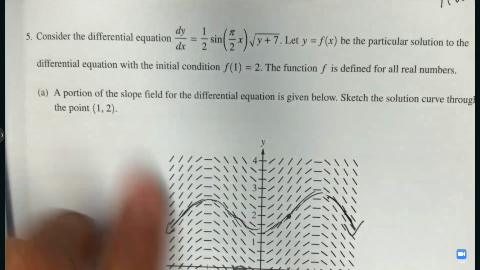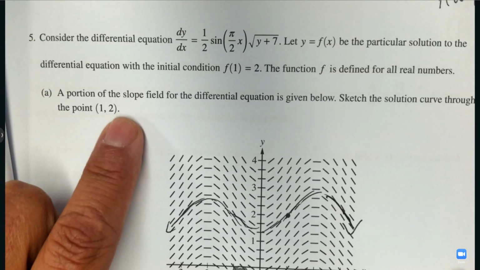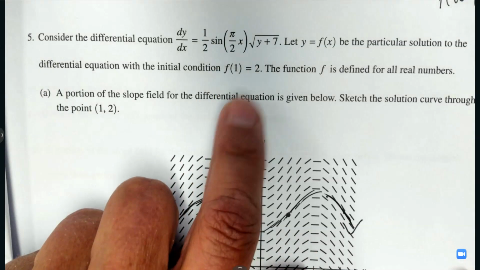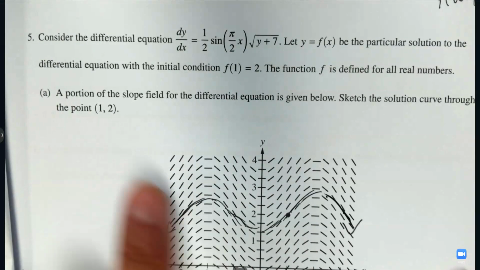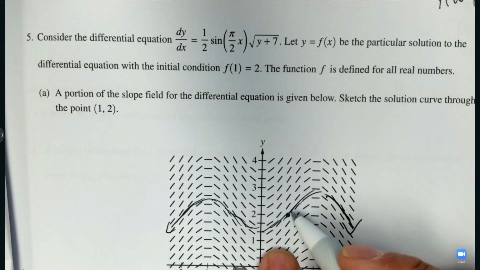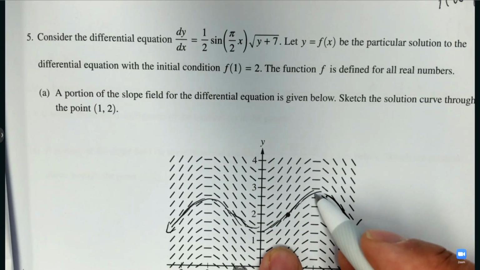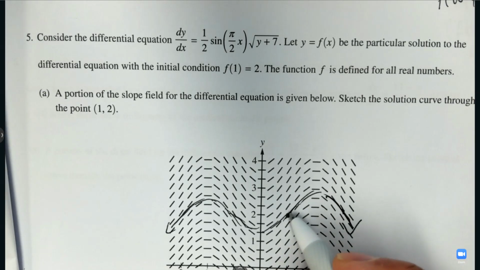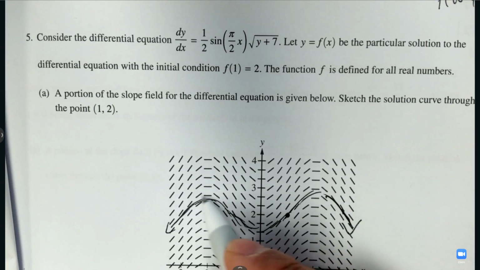So the next question we're doing is this one. We have a differential equation. It kind of looks ugly, but it's going to be okay. Given a point, and then it says, hey, can you draw the solution through 1, 2? So find where 1, 2 is, and then follow the curve. If it's horizontal, it's a turning point. Follow, turn, follow.